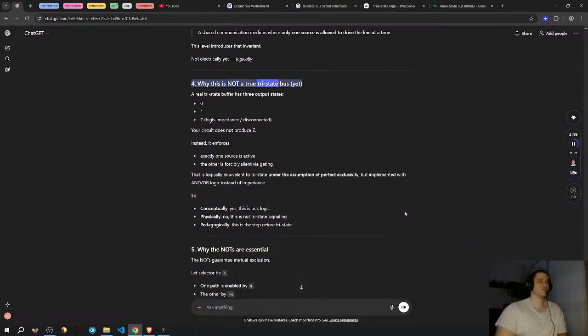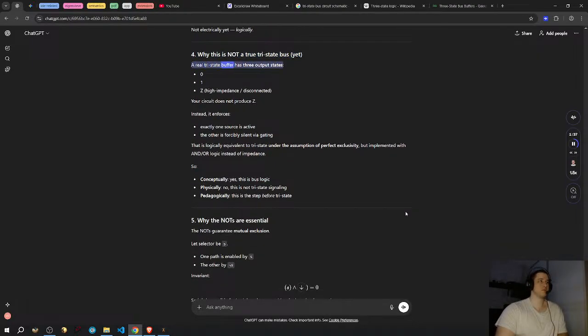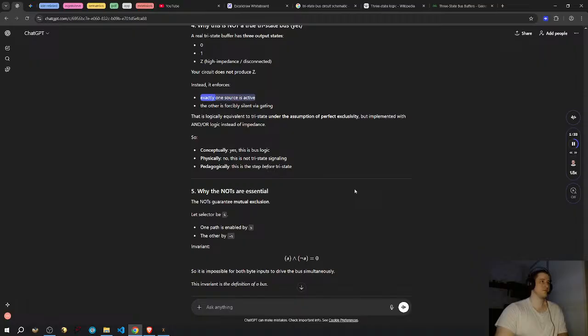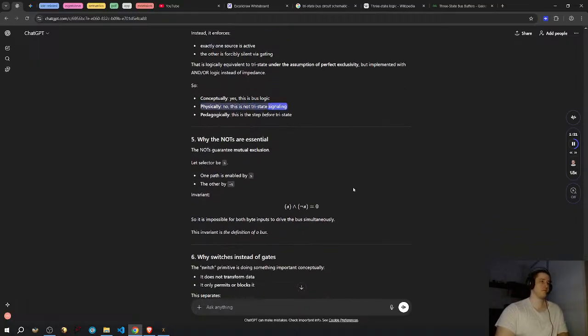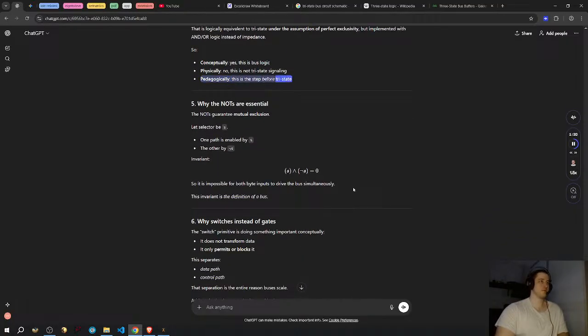4. Why this is not a true tri-state bus yet. A real tri-state buffer has 3 output states: 0, 1, and Z. Your circuit does not produce Z. Instead, it enforces that exactly one source is active. The other is forcibly silent via gating. That is logically equivalent to tri-state under the assumption of perfect exclusivity, but implemented with AND/OR logic instead of impedance. So, conceptually, yes, this is bus logic. Physically, no, this is not tri-state signaling. Pedagogically, this is the step before tri-state.